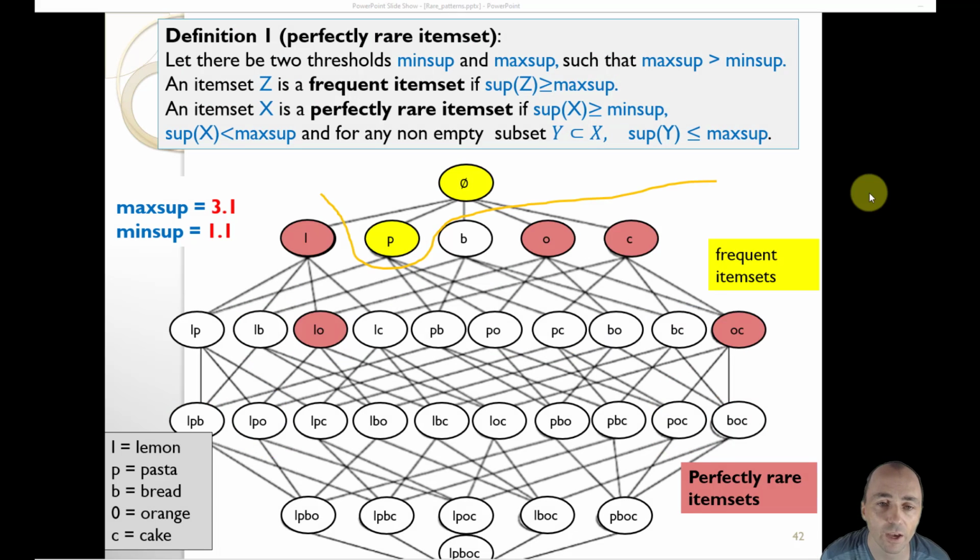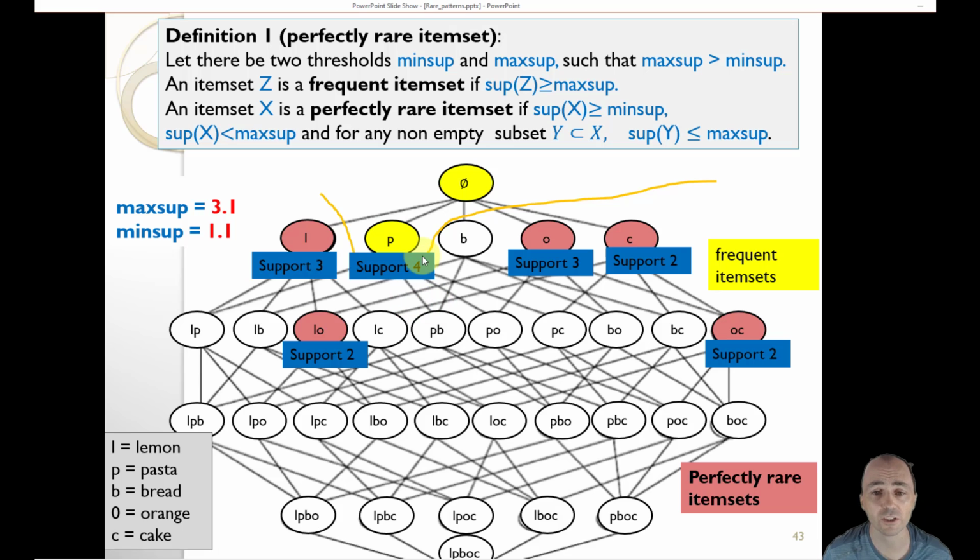Here we have another example. We set the maximum support to 3.1 instead, and the minimum support to 1.1. In yellow, again, we can see the frequent item sets, and in pink, we can see the perfectly rare item sets. To understand more about this example, I think we should have a look at the support of these item sets. So let's have a look.